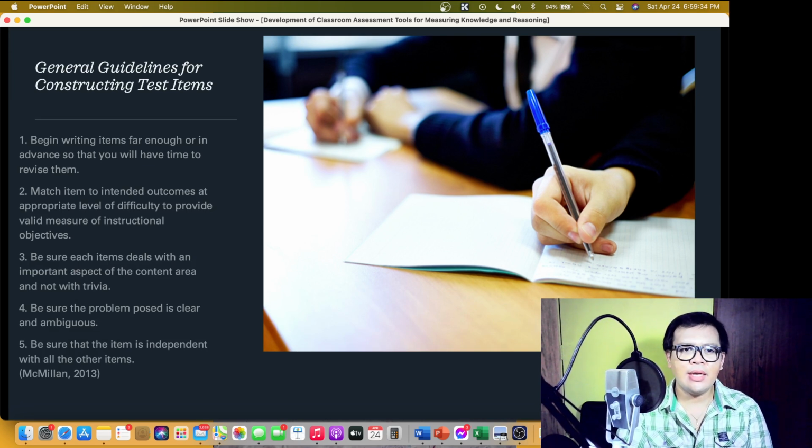Number one, always begin writing items far enough in advance so that you will have time to revise them. It's also very important to match items to the intended outcome at the appropriate level of difficulty to provide a valid measure of the instructional objective. Be sure each item deals with an important aspect of the content area and not with trivia. Number four, be sure the problem posed is clear and shouldn't be vague. Be sure that the item is independent of all the other items. This is according to McMillan, 2013, based on the general guidelines.